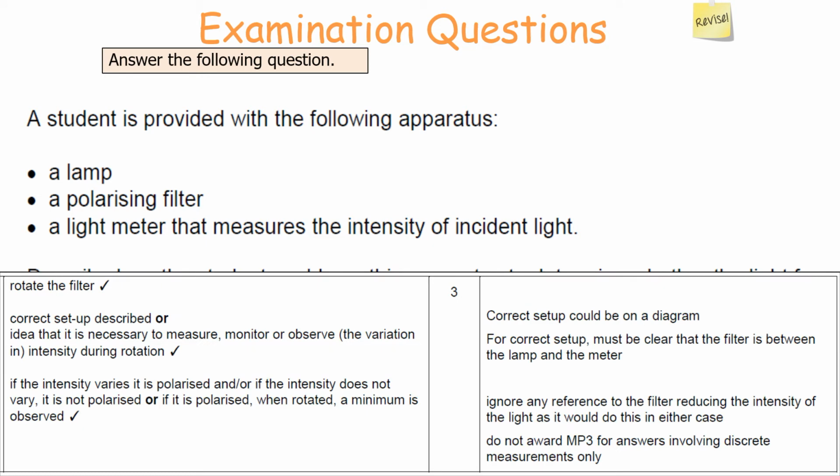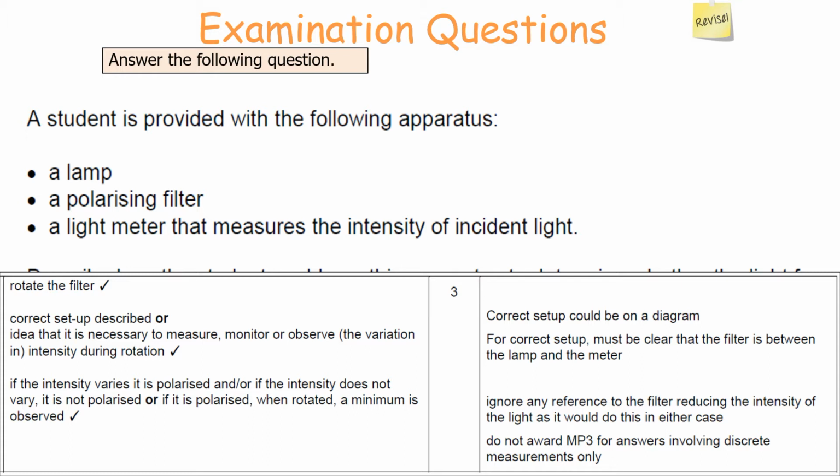Right, now the first thing to note very importantly is that to observe if polarization takes place, you've got to be rotating your filter. So what you would need is a lamp on one side, a filter in the middle, and then the light meter on the other side of the filter. So that's our setup, which we can observe and monitor intensity during rotation. As we rotate our filter around, if polarization is present, the intensity will vary, but it would not vary if it was not polarized.